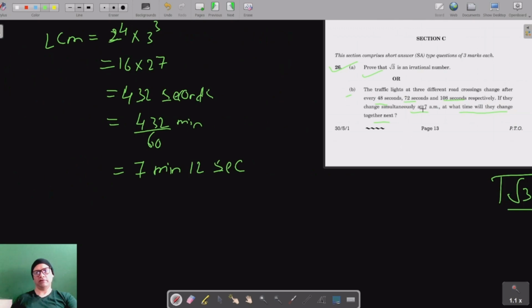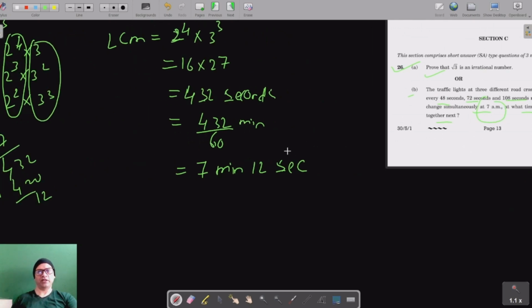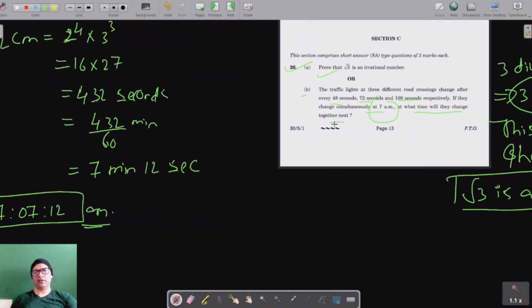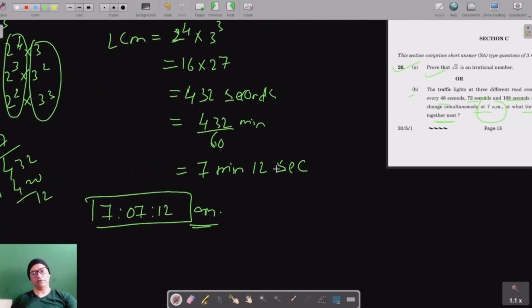So if the light changes at 7, then they will change again at 7 past 7 minutes and 12 seconds. So the lights will change together again at 7 past 7 and 12 seconds. This is the time when the lights will change together next. So 7, 7, 12. And that's also question number 26.